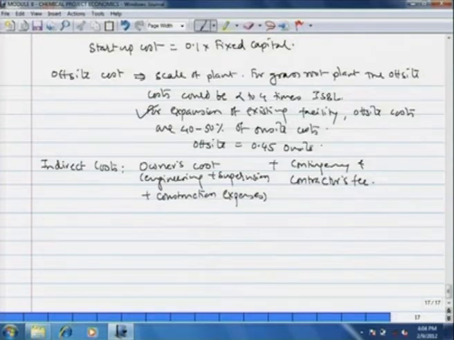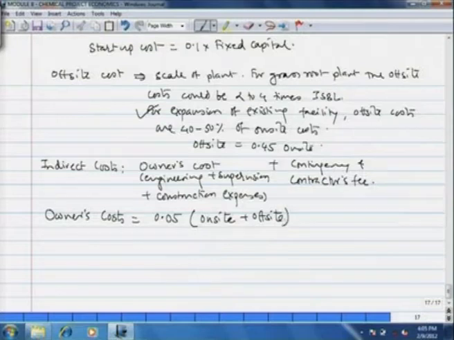Now, typically owner's cost are about 5% of the total on-site and off-site cost. And the contingency, now this depends on what kind of process you are going to implement, but typically contingency could be taken as 20% of the on-site and off-site cost.